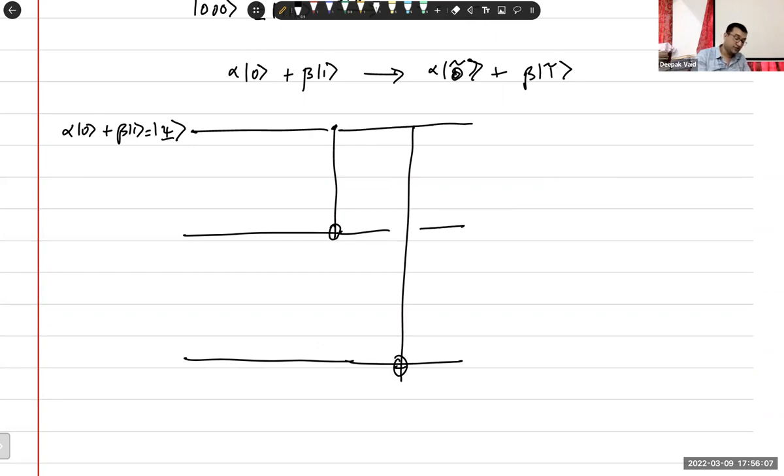Right. So if you send it through this circuit, you get the 000 plus 111. Then you put the Hadamard gate on each one of these. Putting the Hadamard gate does that transformation to the Bell basis.